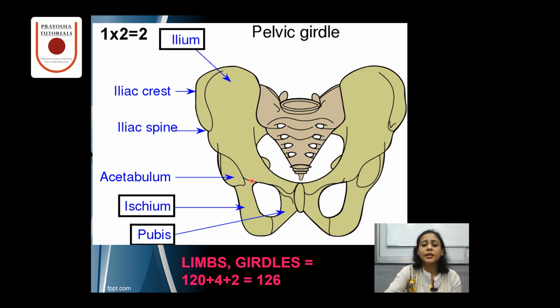And in the center, here you can see the sacrum and the coccyx. Now, if you remember, sacrum and coccyx were part of your vertebral column. They are coming in the center, and the pelvic girdle is getting connected with the sacrum and the coccyx. So this way, the 2 last bones are making the pelvic girdle. So if you now see the total, 120 of the limbs, 4 of the shoulder or pectoral girdle, and 2 of the pelvic girdle, making the 126 bones. So this is how we can easily remember the 206 bones.